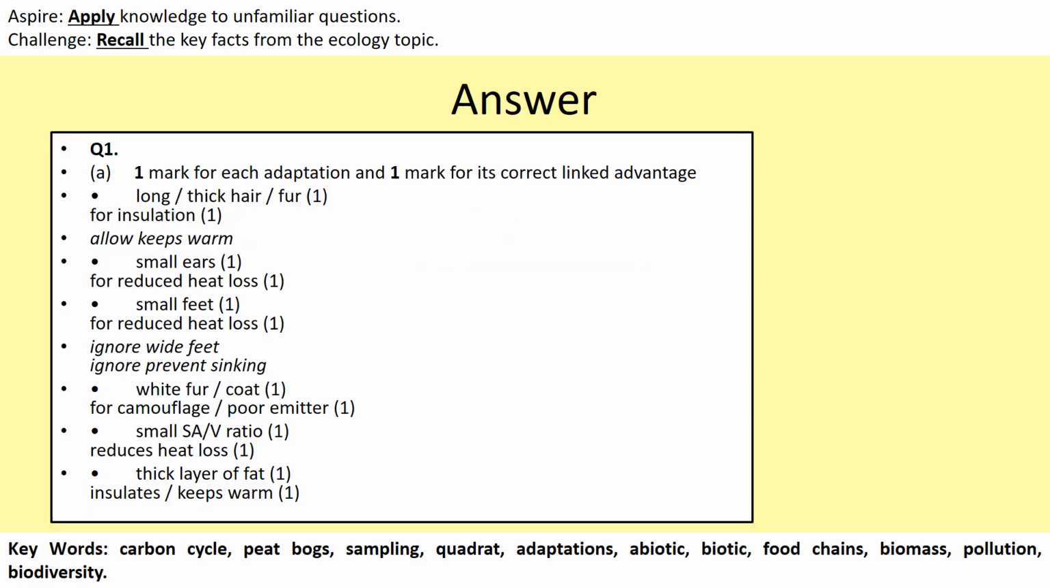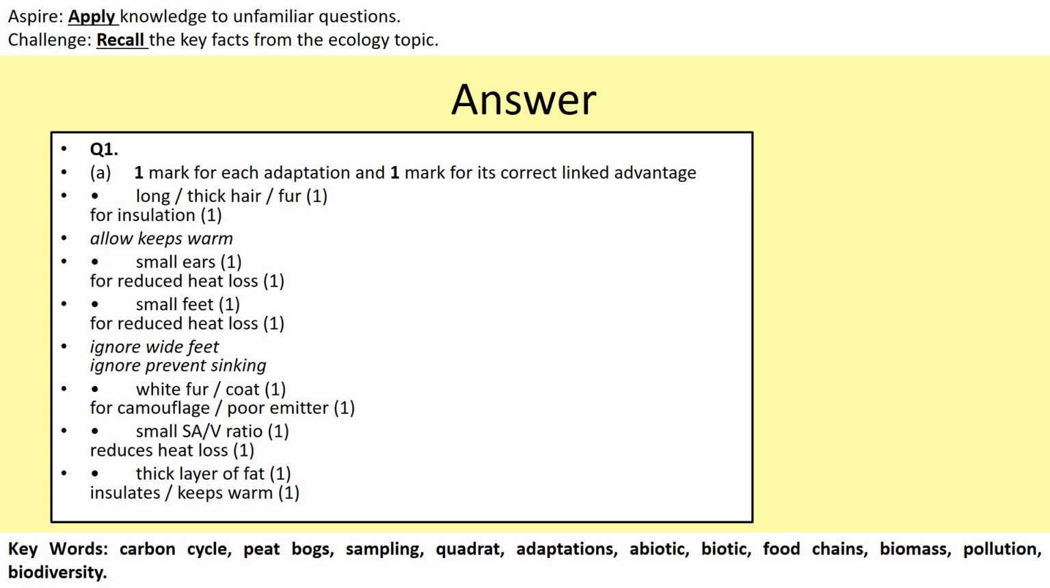Okay, let's have a look at these answers then. So 1 mark for the adaptation. So even if you've just got the 2 adaptations, you get 2 marks, and then 1 mark for how it's correctly linked to its advantage. So you can have long or thick fur or hair, which will give you 1 mark for insulation, or you see it there, it says keeps warm. You can have 1 mark for small ears, and that reduces heat loss, not ear loss. 1 mark for small feet, and that reduces heat loss as well. But you can't have any of this prevent sinking or wide feet.